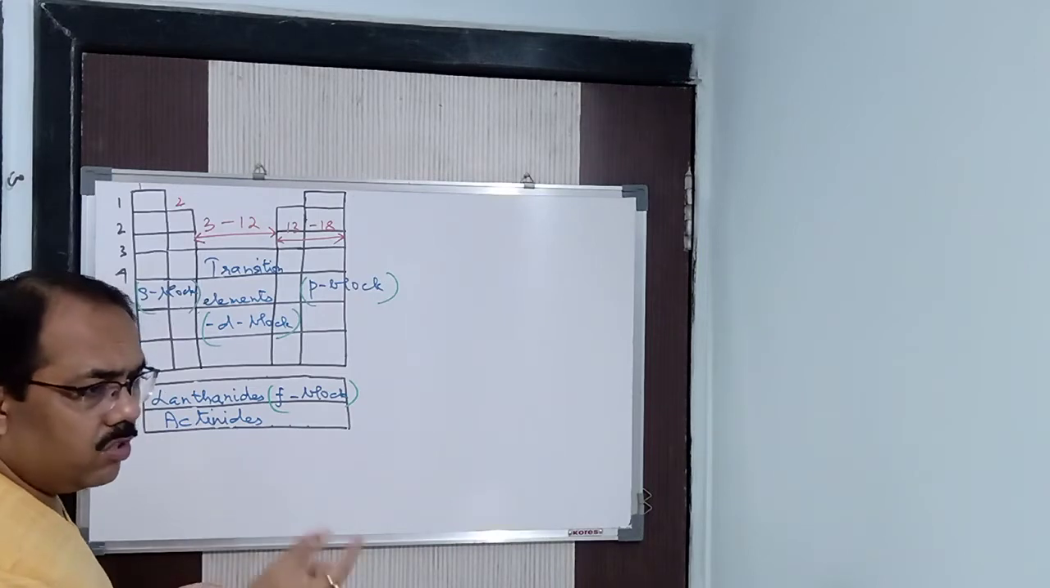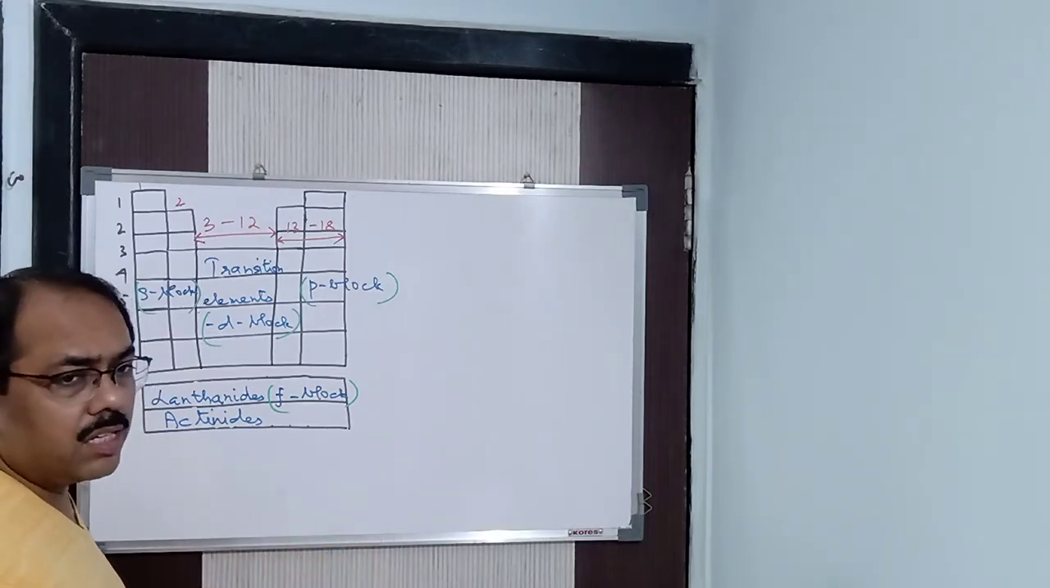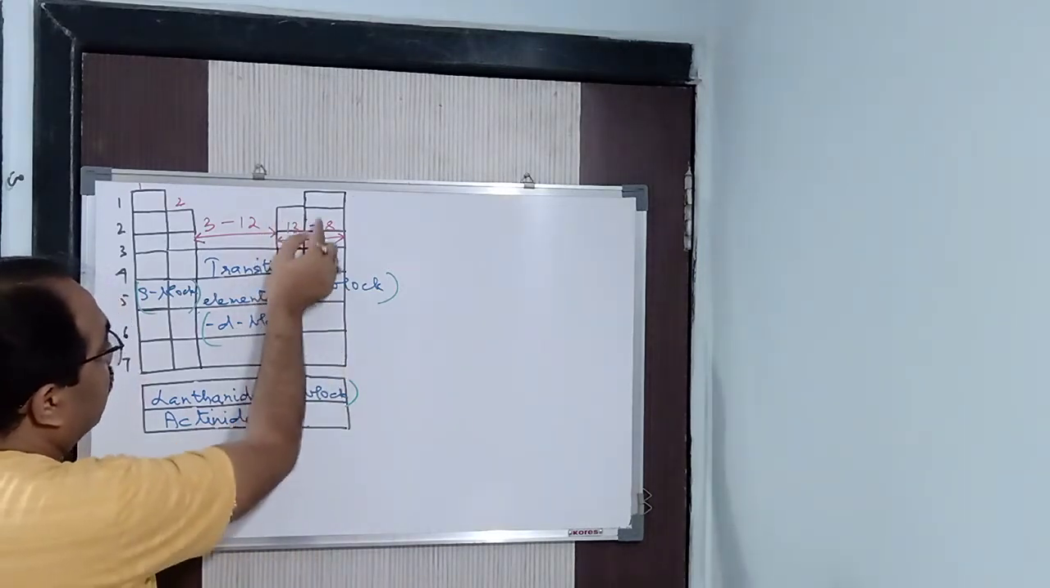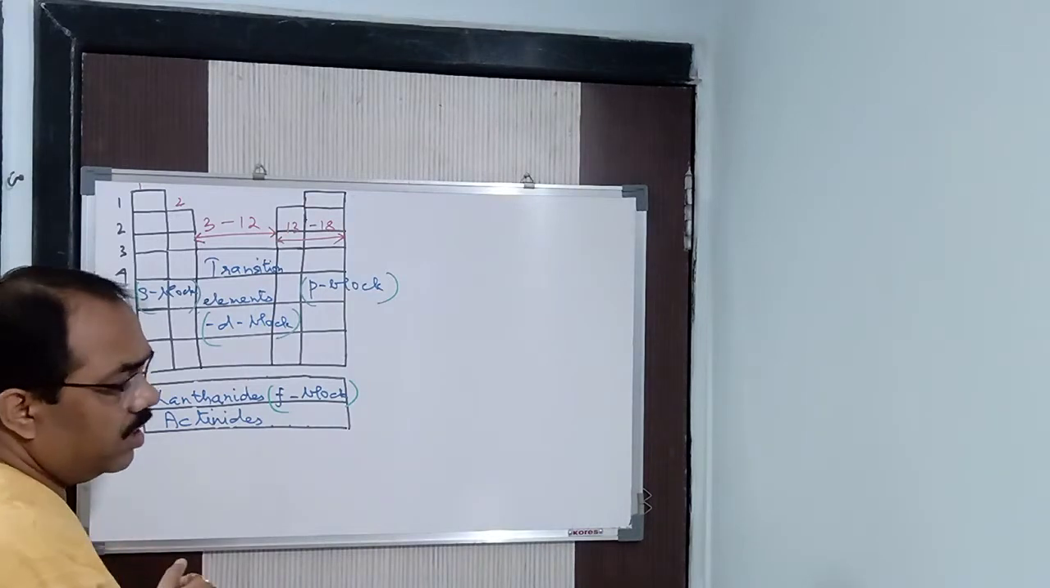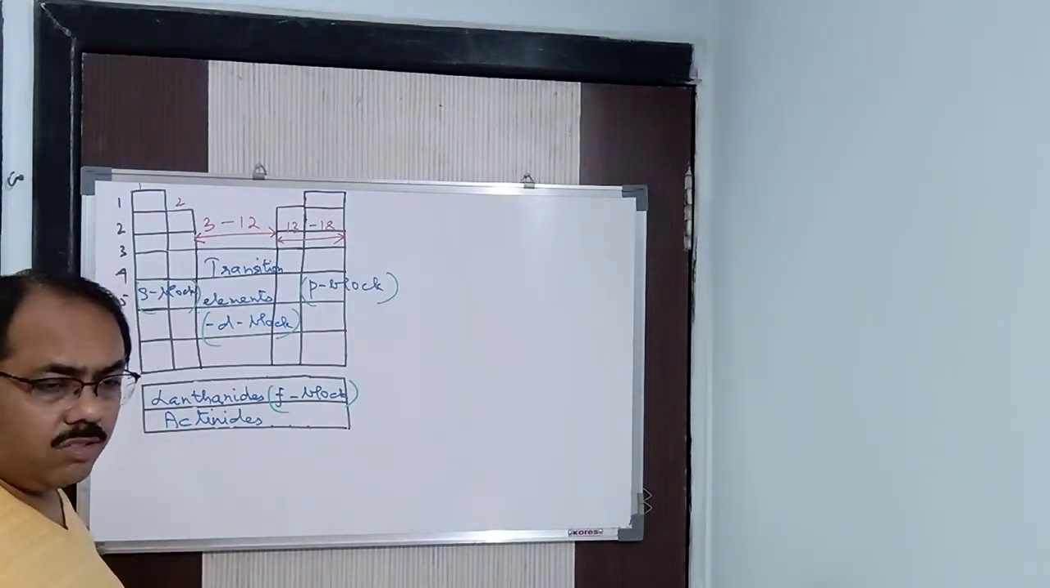Why is it called aerogens? Because they are mainly found in the air: helium, neon, argon, krypton, xenon, radon. They are found in the air, for that reason they are called aerogens. Group 17, before 17 is your 18, is known as halogens, absolutely. Group 16 is called chalcogens, absolutely.